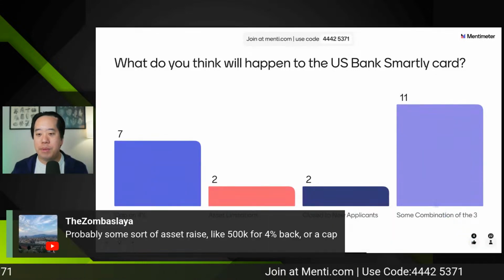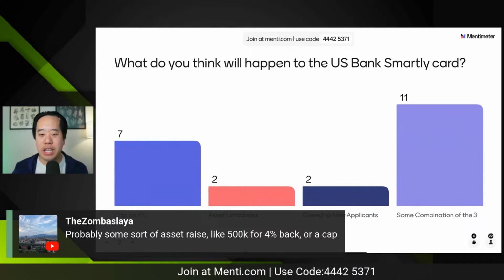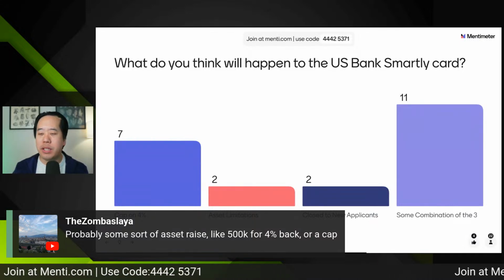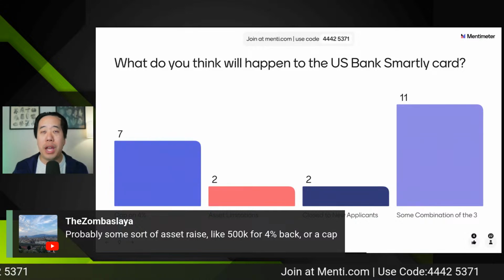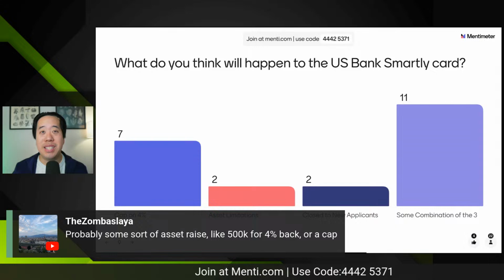The Zombie Slayer says probably some sort of asset raise, like $500K for 4% back or a cap. $500K would be so limiting. That would just be in the realm of I wouldn't even bother with the card anymore because you'd have to really put a lot of money in. That's a lot. 100K is already a lot.